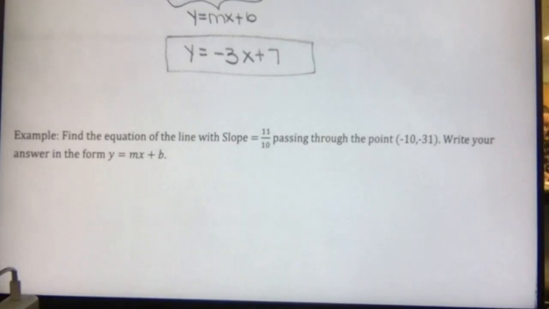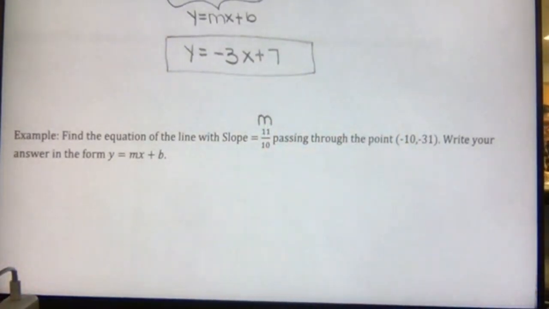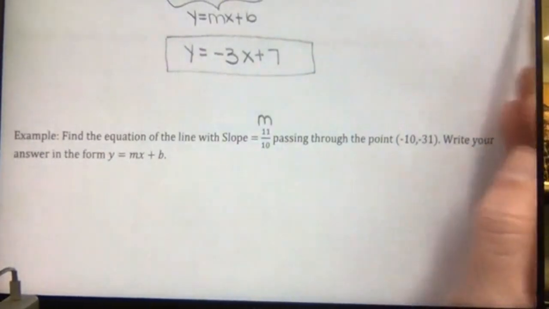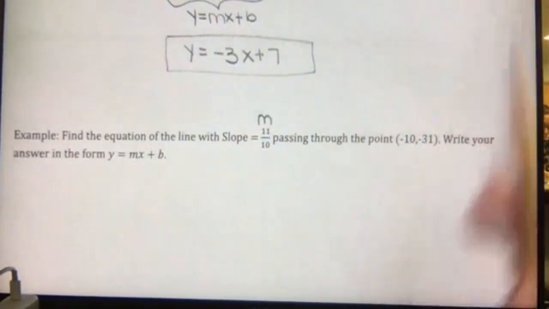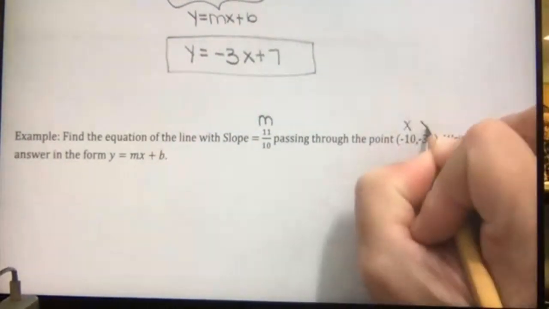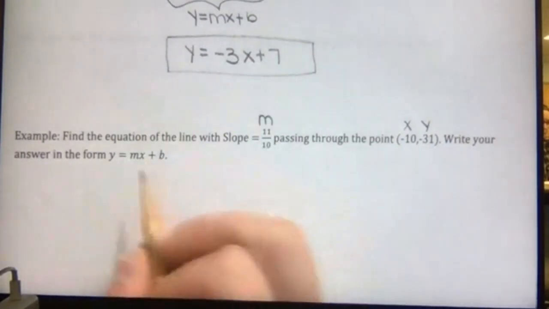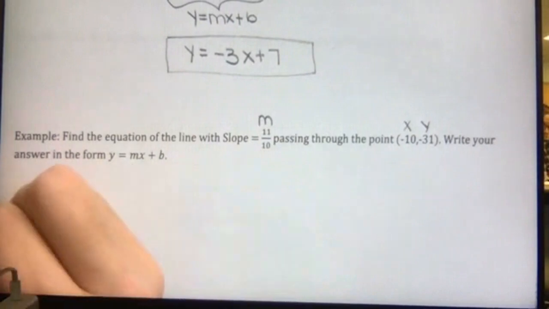The next one says find the equation of a line with a slope of 11/10. So it's telling us our m value is 11/10. Through the point -10, -13. Now notice this isn't the y-intercept. It's not 0, b. It's just a random point. So a random point is just an x and y. And it's telling us to write our answer in the form of y equals mx plus b. All right, so dealing with y equals mx plus b.